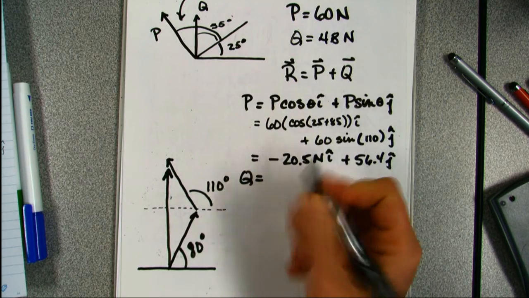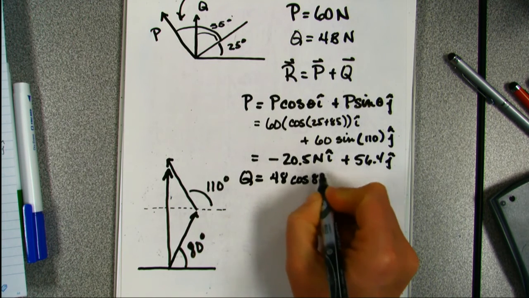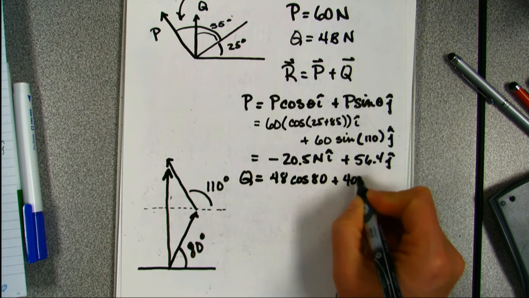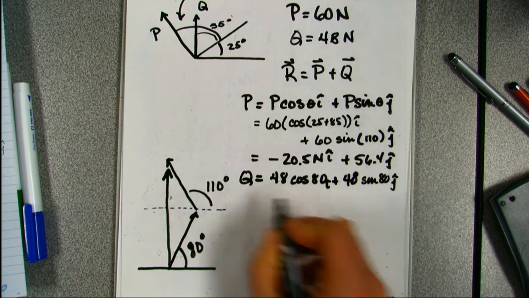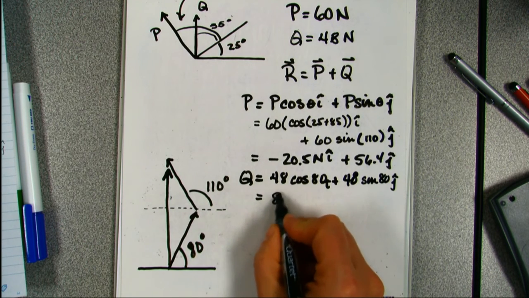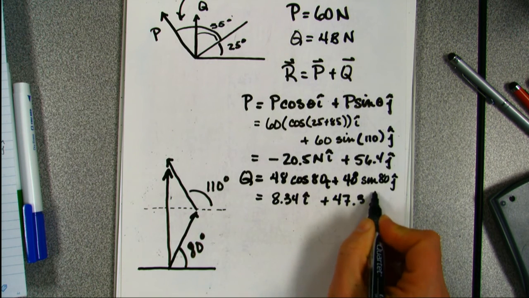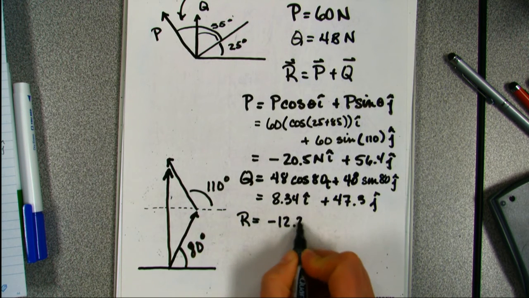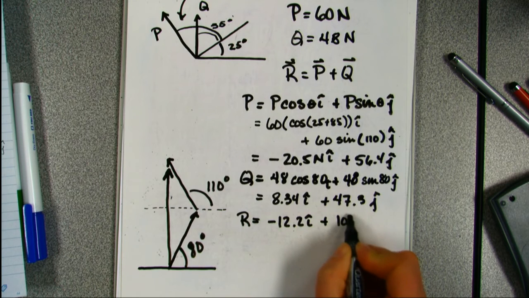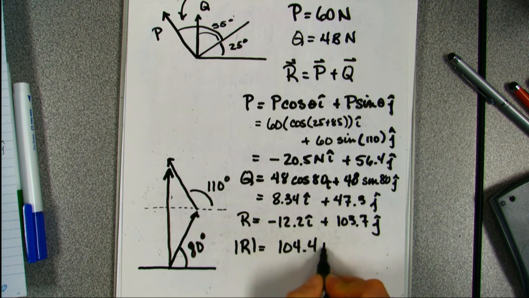And I can do Q, and Q is going to give me 48 cosine of 80 in the I direction, 48 sine of 80 in the J direction, and Q ends up giving me 8.34I plus 47.3J. And so my resultant vector ends up being negative 12.2I plus 103.7J. And the magnitude gives me 104.4 newtons.